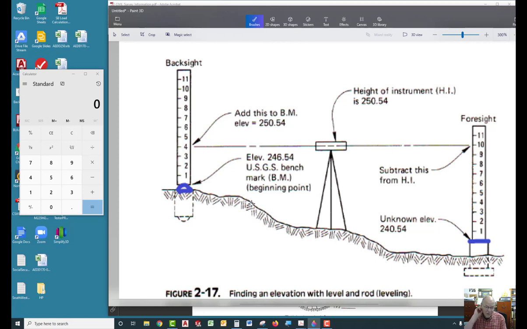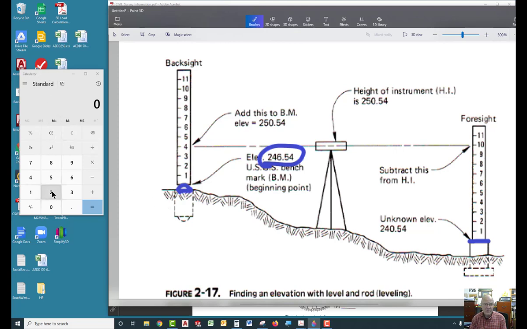It's a known position or a known location, a starting point, because you can't find the elevation of any point without knowing something about where you started. So somebody already established this and drove something in the ground with a little bronze dome and put a note on it that was the date and the elevation above sea level. So we know, because somebody else did it, that the elevation above sea level is 246.54. So that's where we're starting.